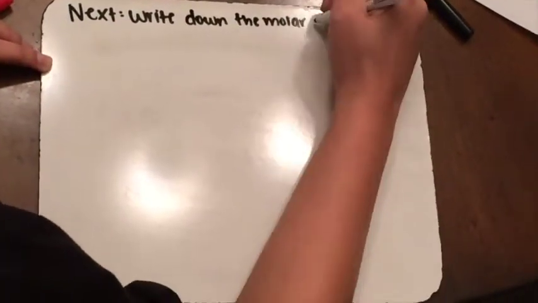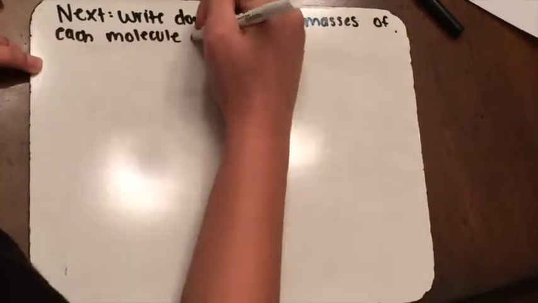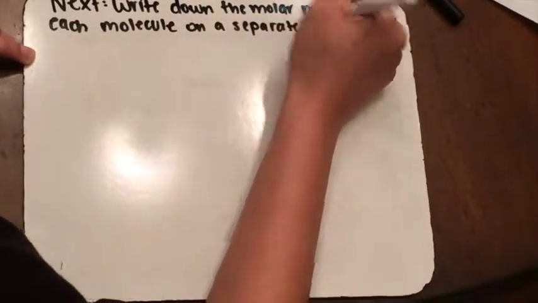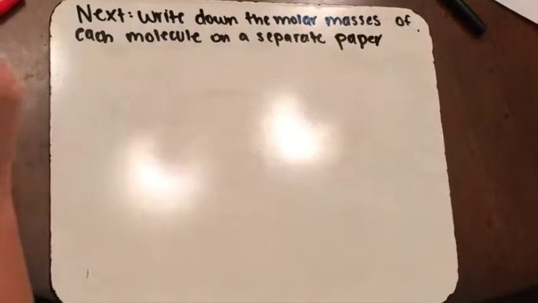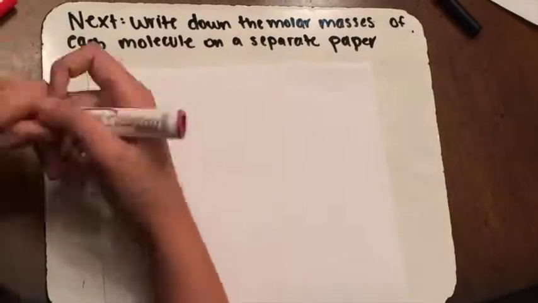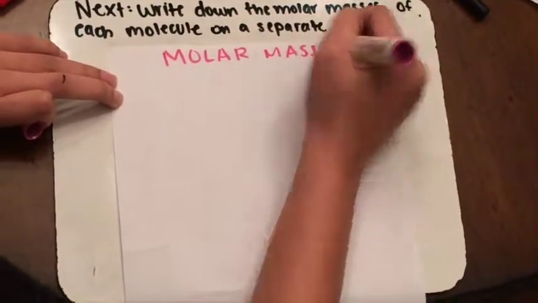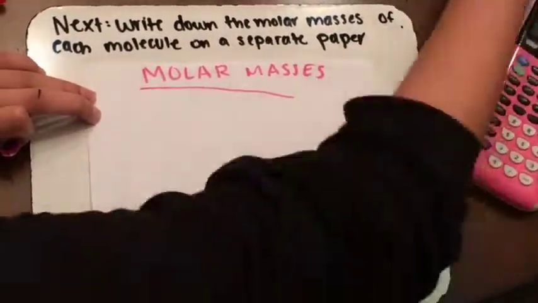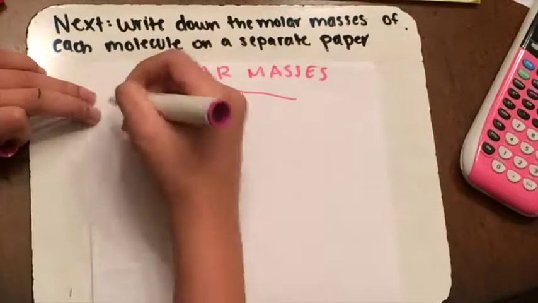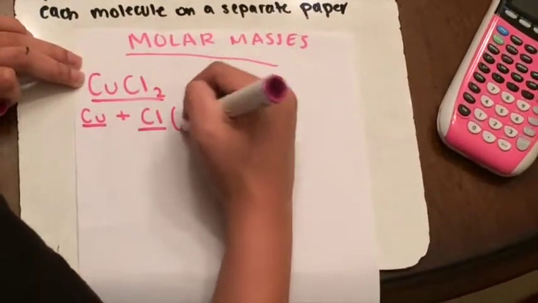So our next step is to write down all the molar masses of each molecule or compound from the balanced equation on a separate sheet of paper, so you can just have it by you and reference it whenever you need it during your calculations. So for example, if the equation has sodium chloride on the product side, you need to add up the mass of sodium found on the periodic table, then the mass of chlorine, and add them together using a calculator. So I'm just going to do that for each compound from the equation.